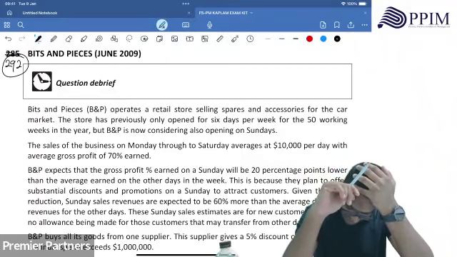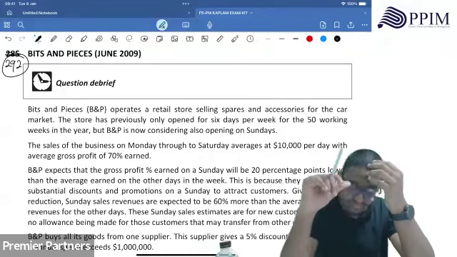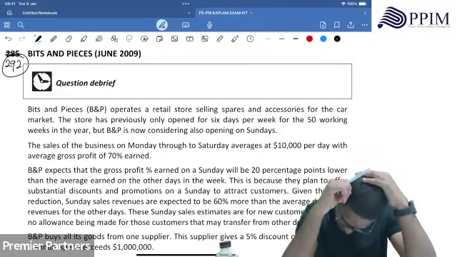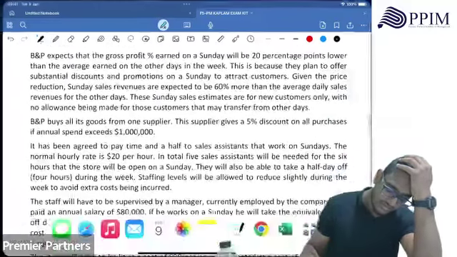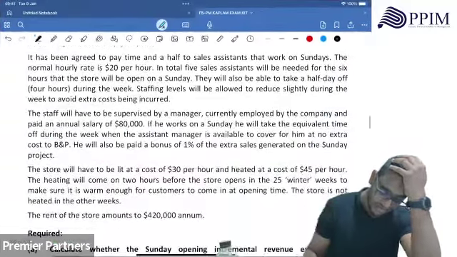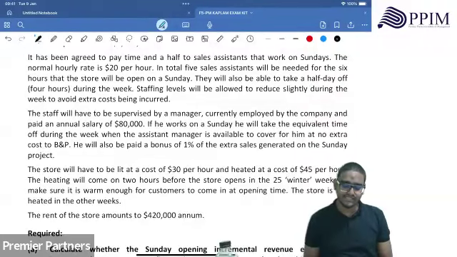These Sunday sales estimates are for new customers only, with no allowance being made for customers that may transfer from the other days. BNP buys all its goods from one supplier. The supplier gives a 5% discount on all purchases if annual spend exceeds 1 million. It has been agreed to pay time and a half to sales assistants who work on Sundays. The normal hourly rate is 20 per hour. In total, 5 sales assistants will be needed for the 6 hours that the store will be open on a Sunday. They will also be able to take a half day off during the week. Staffing levels will be allowed to reduce slightly during the week to avoid extra costs being incurred.